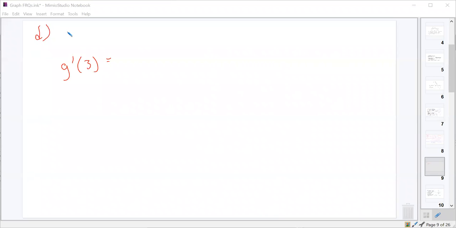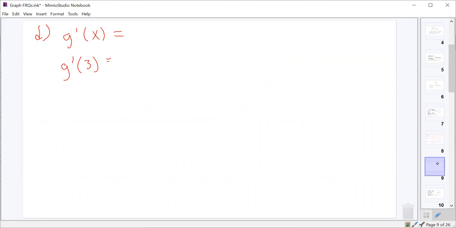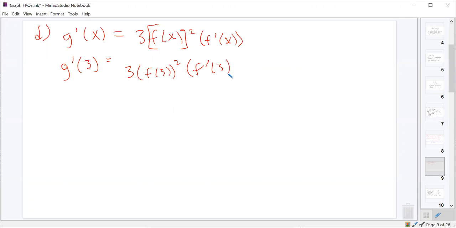So first we'll find g prime of x. So g prime of x should just be the derivative of this, which should be 3 times f of x squared, and then times the derivative of f of x. So 3 f of x squared times f prime of x should be g prime of x. If we're looking for g prime of 3, it should be 3 times f of 3 squared times f prime of 3.